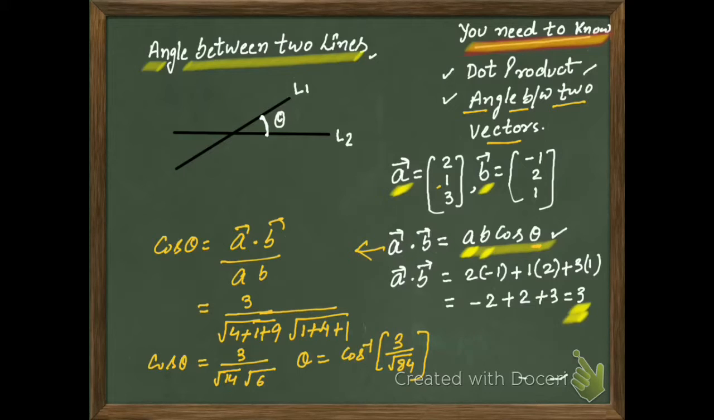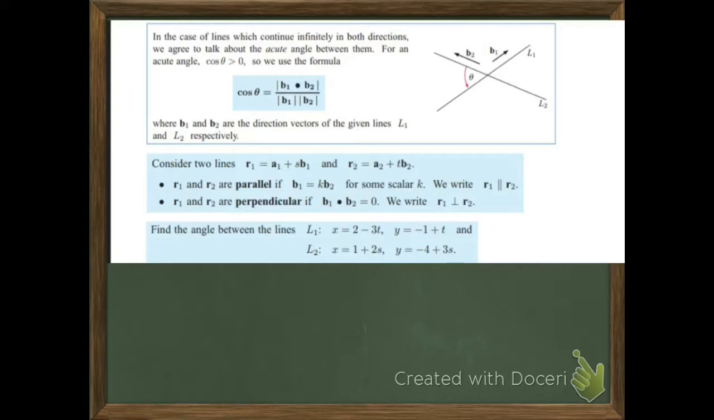If you understand this cos theta and dot product, that's the same concept we are going to use to determine the angle between two lines. So L1 and L2 are two lines, and theta is the acute angle between them. That's what we are going to use, the concept of cos theta. I will highlight it again. Next slide, let's see. You can see cos theta is b1 dot b2.